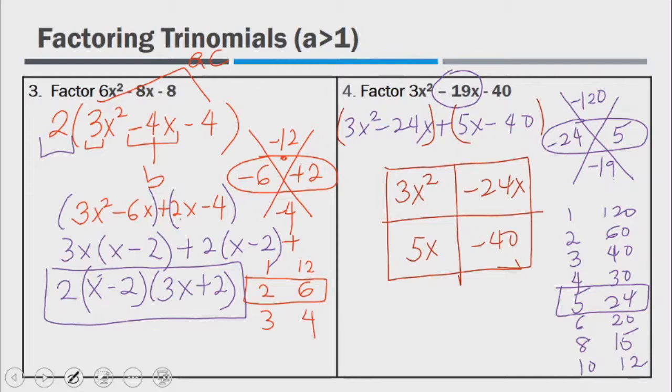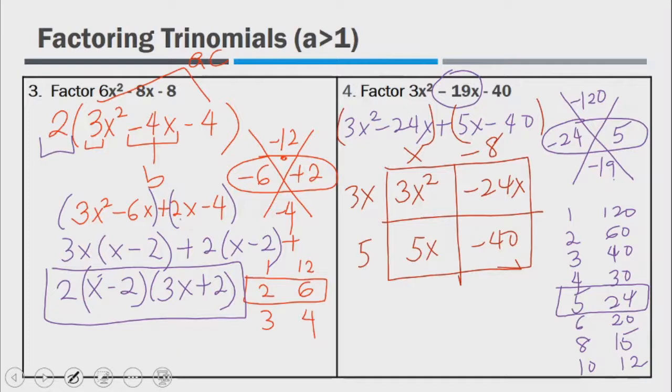So these two, they have 3x in common. What do I need to multiply with 3x to give me 3x squared? That is ordinary x. What do I need to multiply with x to give me 5x? That would be 5. Then, since I have 3x, I'm going to have negative. What do I need to multiply with 3 that can give me negative 24? That would be 8. The way you check is 5 multiplied by negative 8 definitely should give you negative 40.